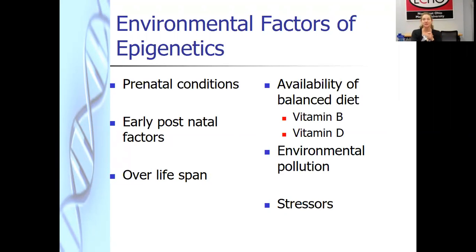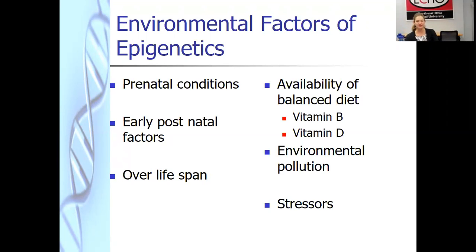So the availability of a balanced diet. The two main vitamins that they've looked at are B and D, but a relatively robust diet overall. They're also looking at differences for Atkins type diets. So if you have a relatively high protein, low carbohydrate diet, what might that turn off or turn on? Because that seems to play a role. The environmental pollution that individuals are exposed to, and this could be anything from lead-based paint, to different particulates in the water source, to the air particulates that individuals are exposed to.